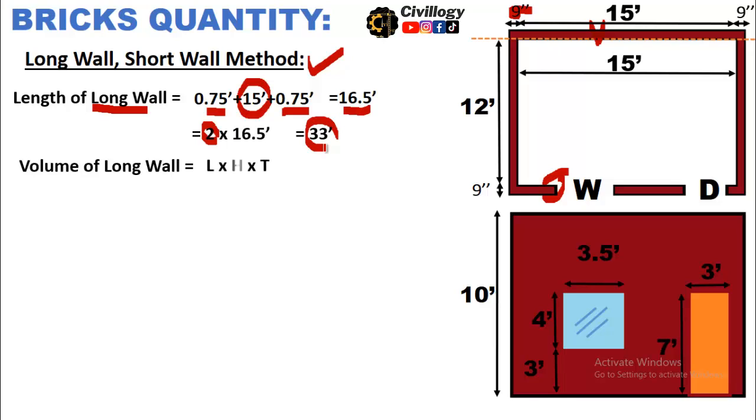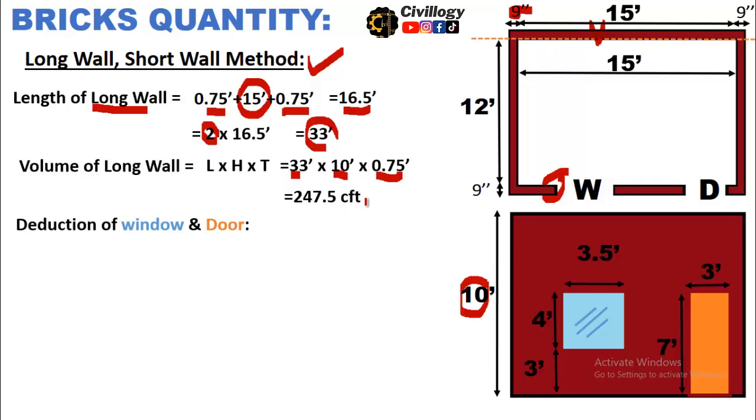Volume of a long wall will be equal to length multiplied by height multiplied by thickness of the wall. As the total length of the long wall is 33 feet, 10 feet is the height of the wall. As you can see over here in elevation, the height is 10 feet, and the thickness is 0.75. This is the thickness of the wall. So the total volume of a long wall will be equal to 247.5 cubic feet.